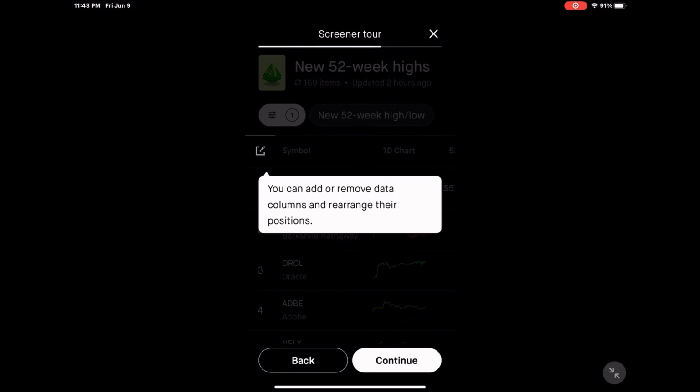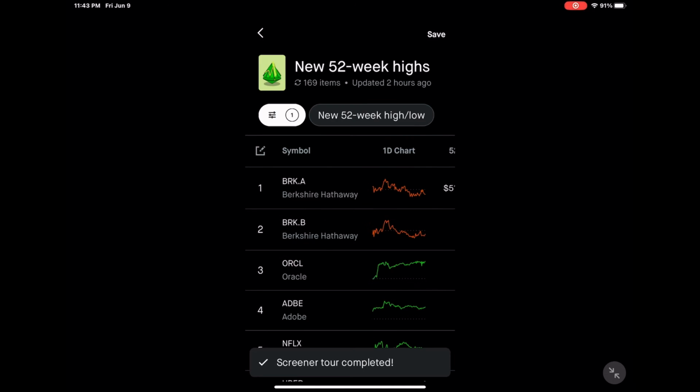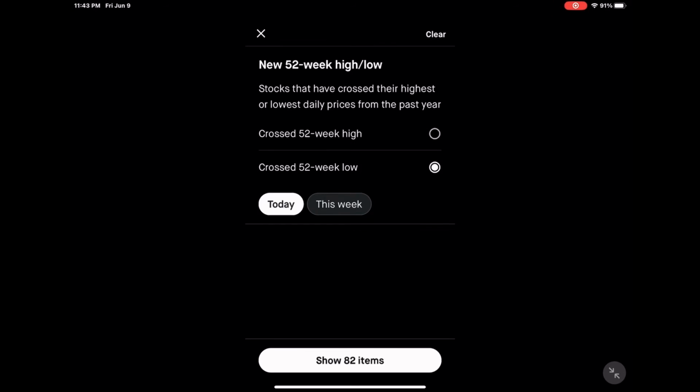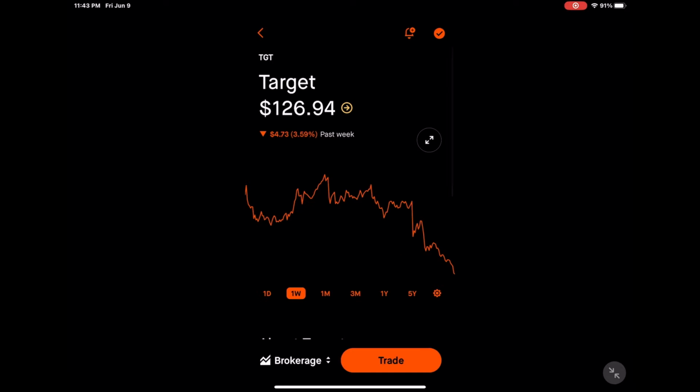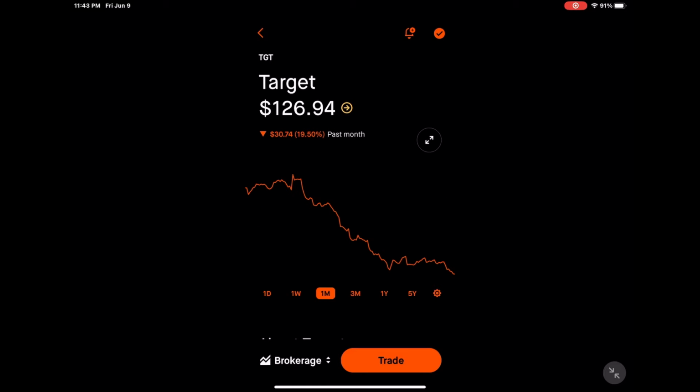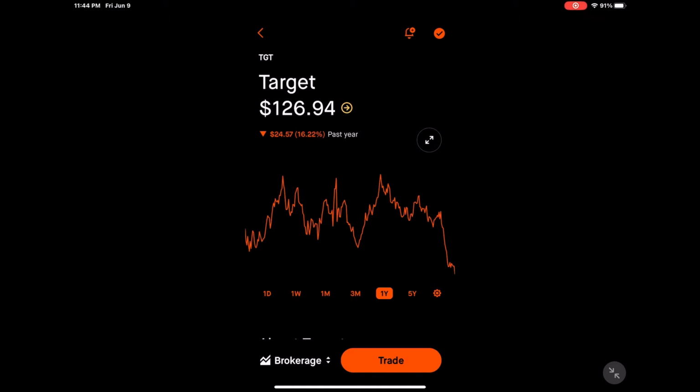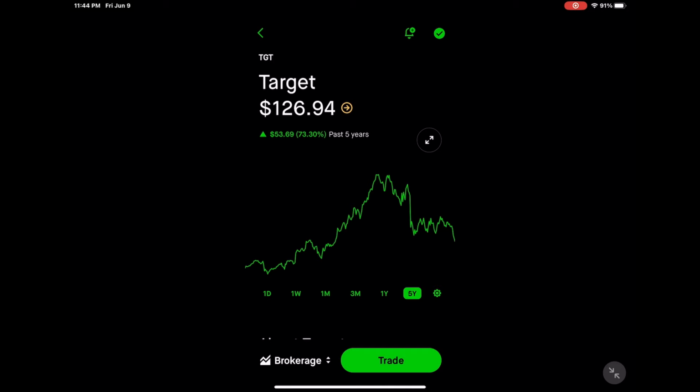Now, if you want to find better stocks, or you want to find good stocks, you could use the screeners, which allow you to find a 52-week low on a stock, and that might be the perfect stock to buy puts on, or maybe to buy calls on.